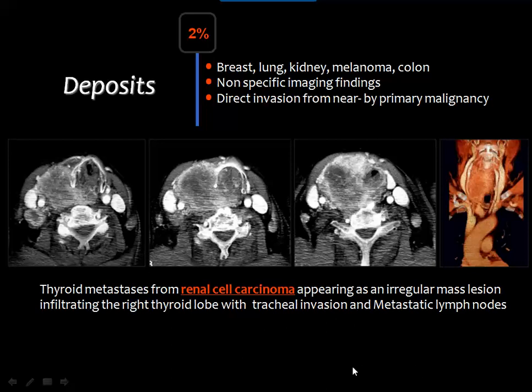Then metastatic deposits may affect the thyroid gland, and they represent about 2% of thyroid malignancies. And of course, the imaging findings are not diagnostic, but you need the clinical data of a known primary malignancy. This is a case of renal cell carcinoma metastasizing to the thyroid gland with a large mass invading the surroundings, as well as some metastatic nodes.